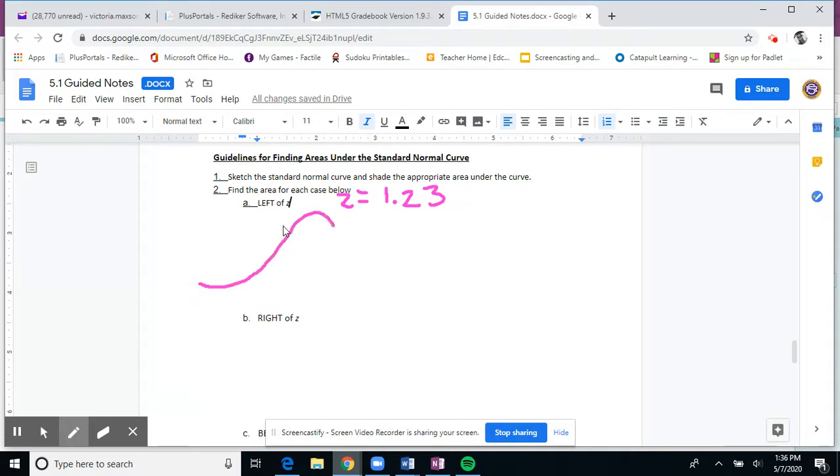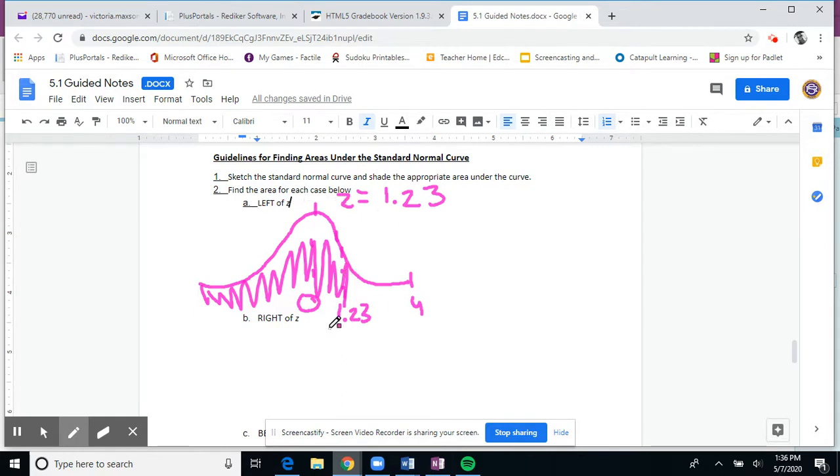If we draw our curve, if this is 0 and over here is about 4, we'll say about here is 1.23. We're going to shade everything to the left of 1.23, so we're looking for this area. It's more than 50% because this line would represent half of the curve. It's going to be a little bit more than 50%, and that's a way you can check.